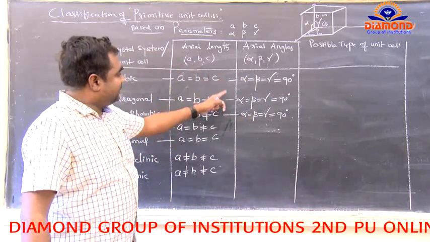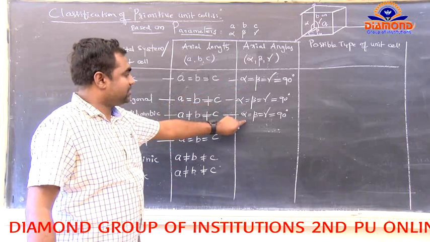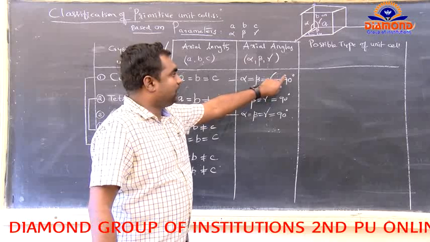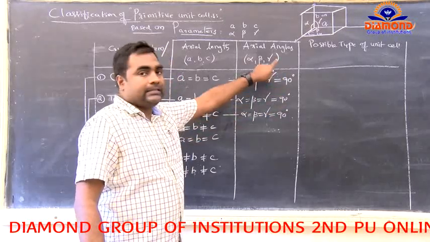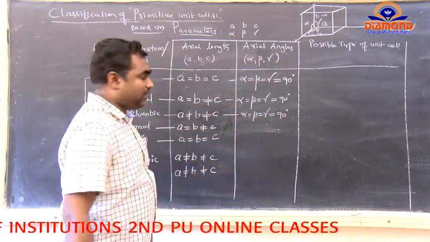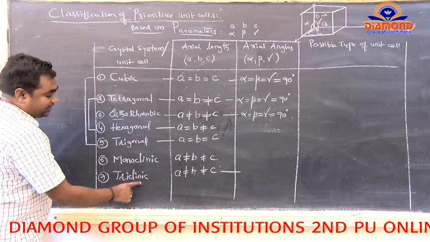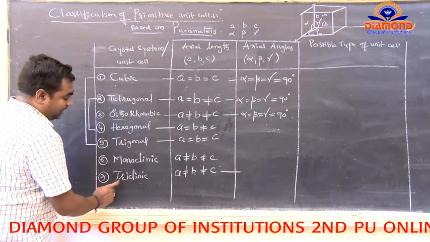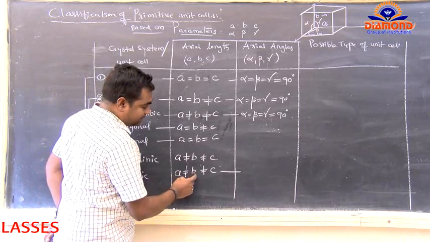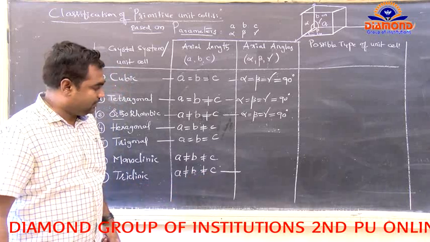So the first three have the same angles: alpha is equal to beta is equal to gamma is equal to 90 degrees for the first three unit cells. Now come to the last one. The triclinic unit cell. In the triclinic unit cell, the length is different from the breadth, which is different from the height. Remember, each and every length is different.